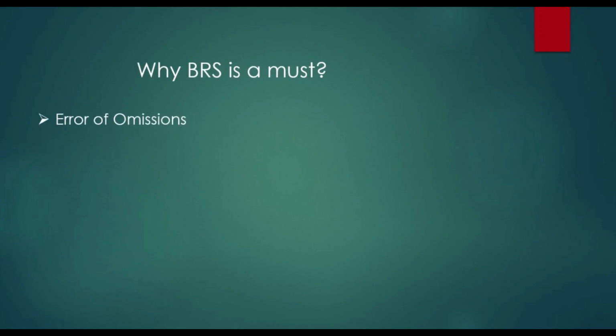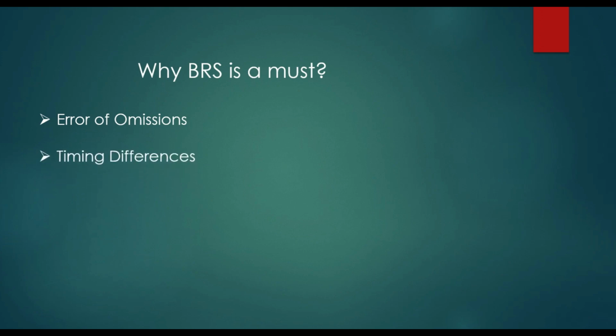The first is error of omissions. The omission can be committed by the bank itself, it can be committed by the company also, but the chances of missing something is higher on the company's side. The second point here is timing differences. The bank may have recorded bank interest, but the company may not even know that the bank has given some interest there.